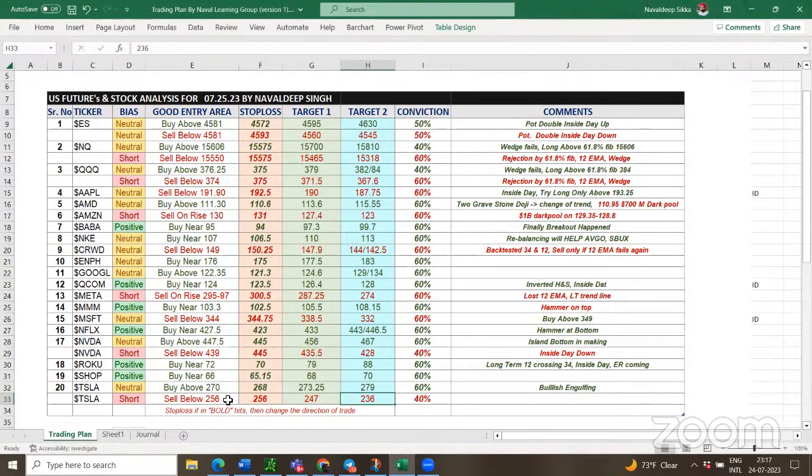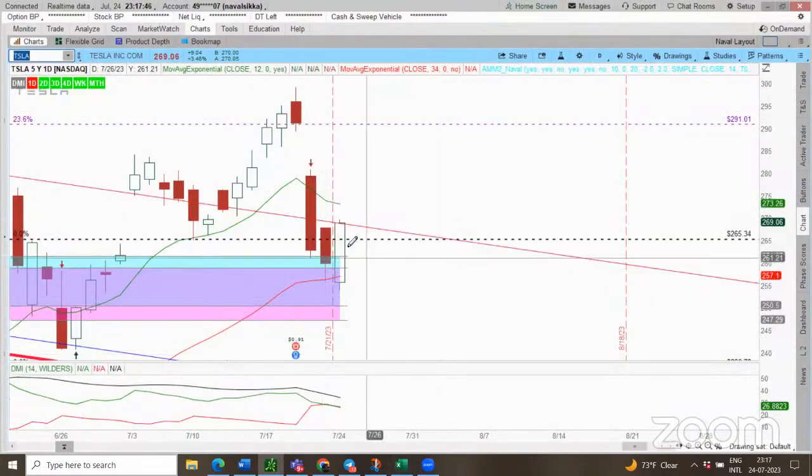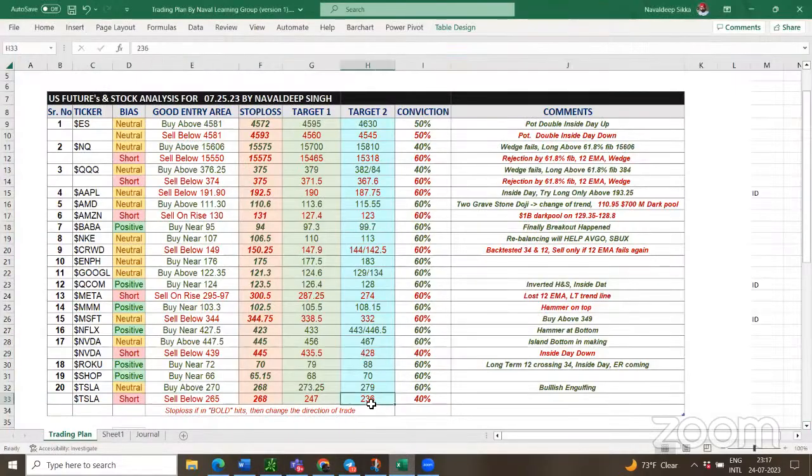Now, if you want to sell, 265 is an area to sell. As of now, it's holding 265 strongly, which is this Fibonacci, 260, 257.